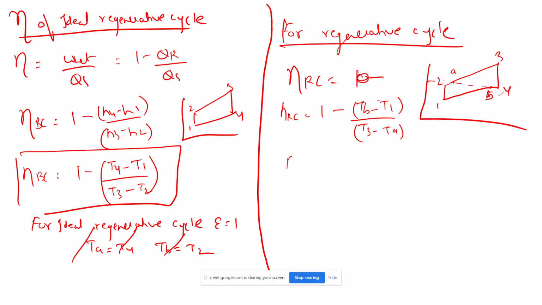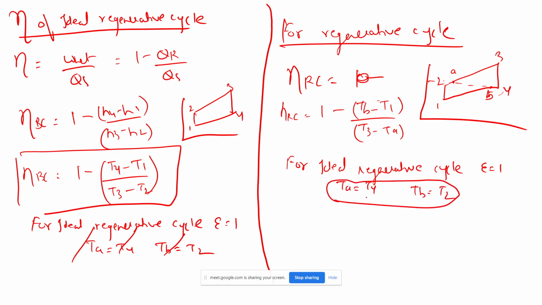Now for the ideal regenerative cycle, epsilon should be 1 and Ta should be equal to T4 and Tb is equal to T2. So we will put these values here. Instead of Tb, we will write T2. Instead of Ta, we will write T4. So it will become 1 minus T2 minus T1 divided by T3 minus T4.